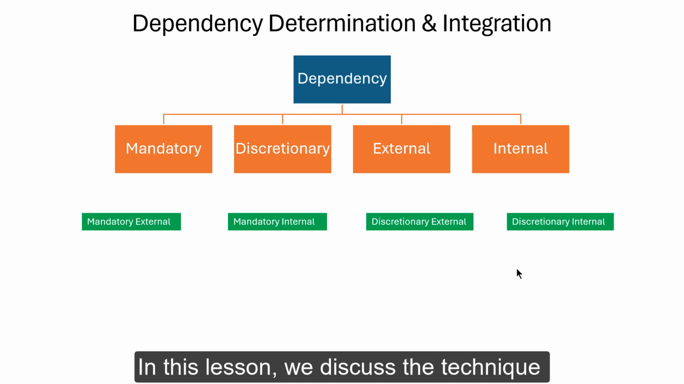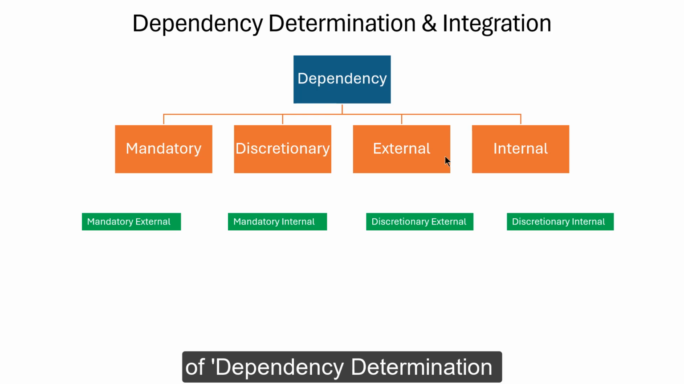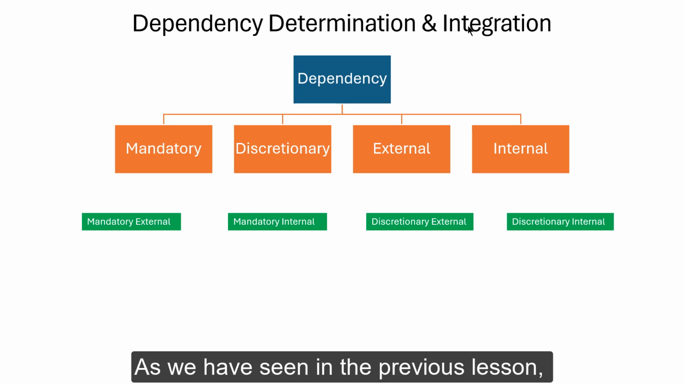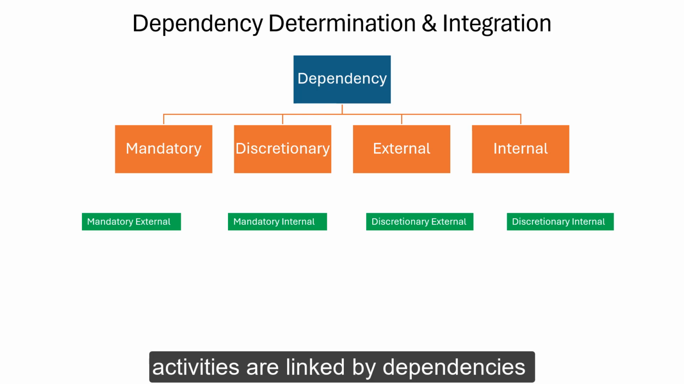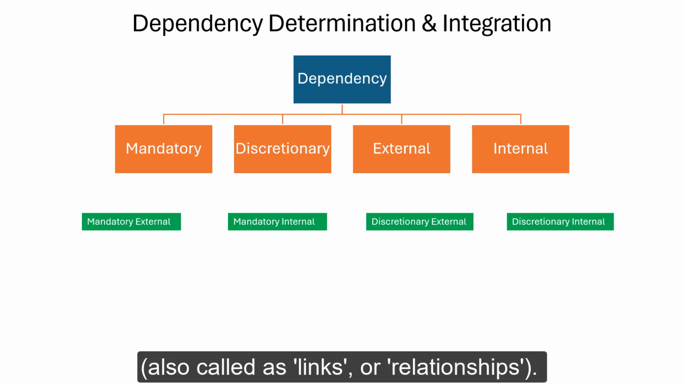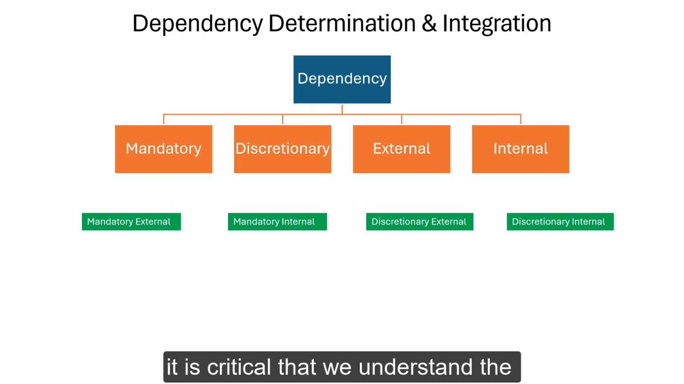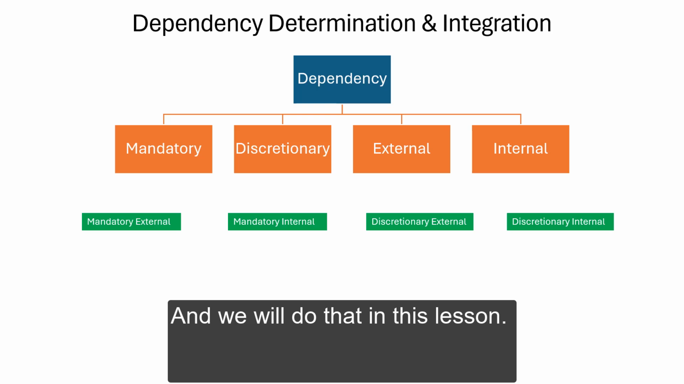In this lesson, we discuss the technique of dependency determination and integration. As we have seen in the previous lesson, activities are linked by dependencies, also called links or relationships. To build a realistic schedule, it is critical that we understand the true nature of these dependencies. And we will do that in this lesson.